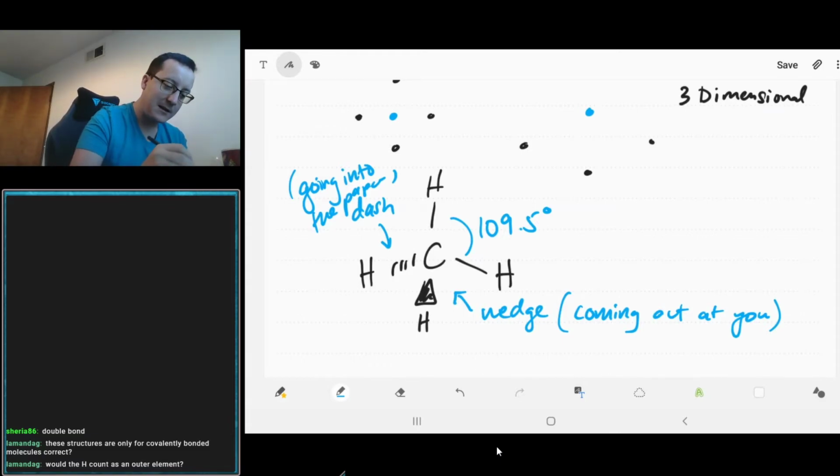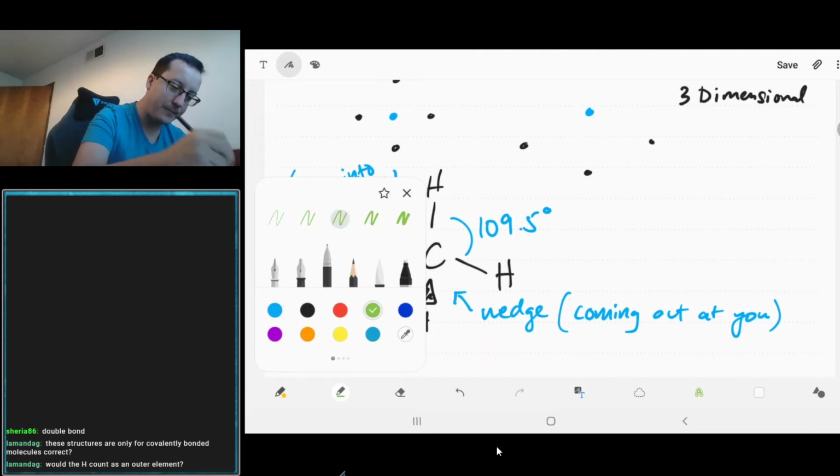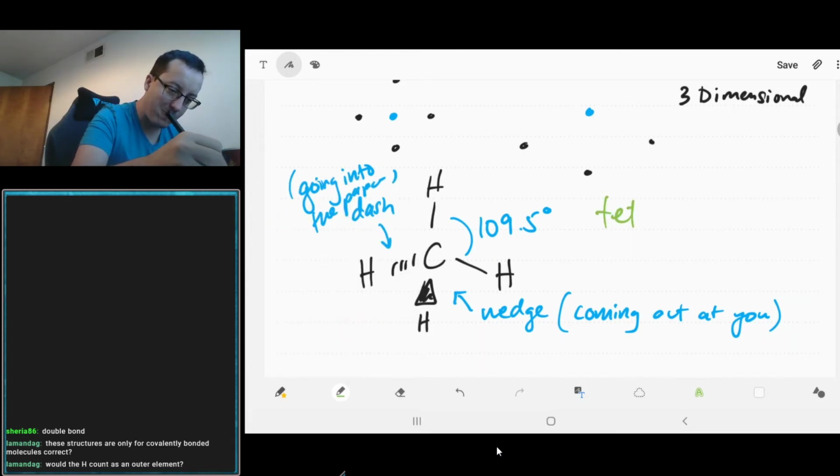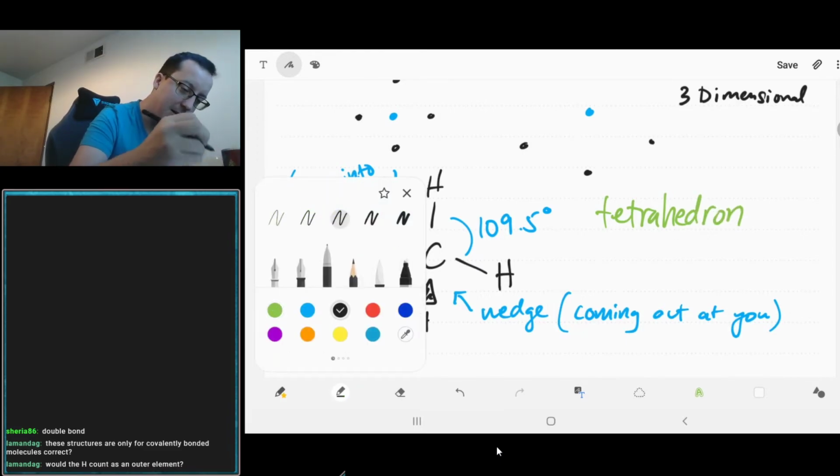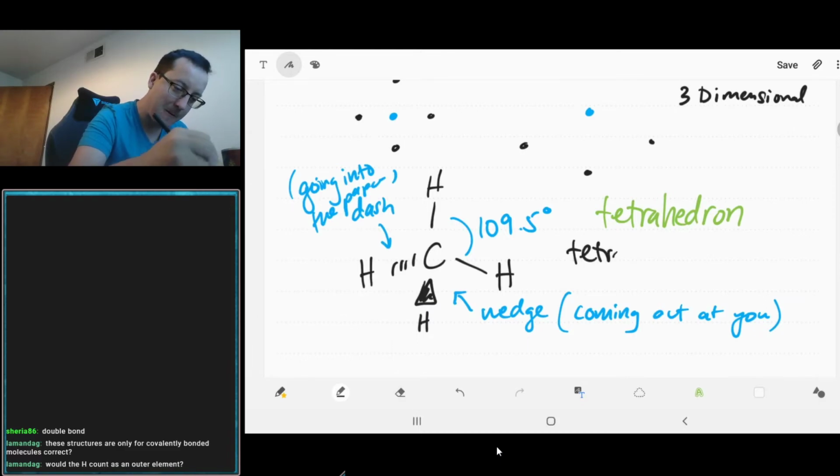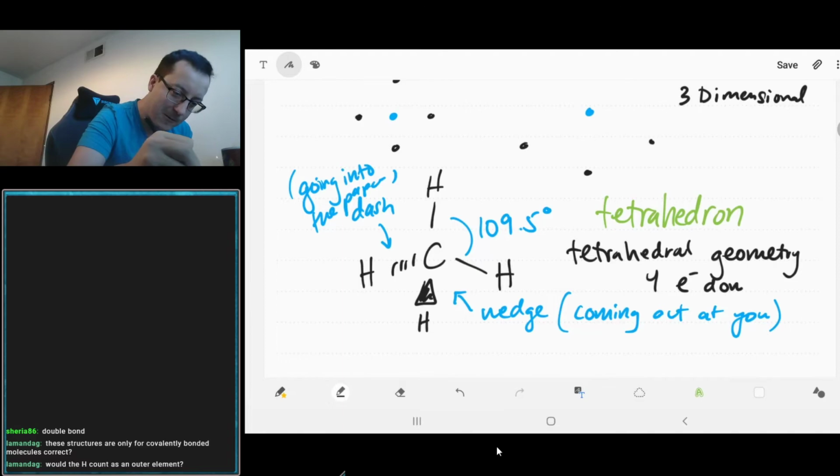And this is called a tetrahedron. And so the shape is called tetrahedral geometry. And that's going to be for 4 electron domains.